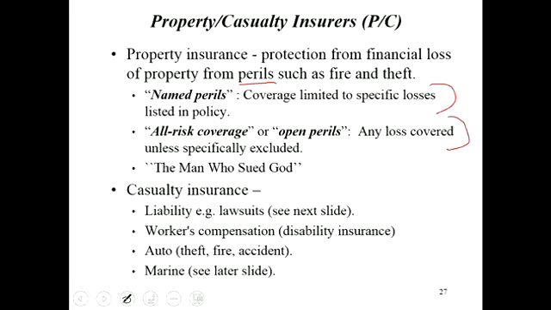Has anybody seen this movie, The Man Who Sued God? Yeah? What do you think of it? It was a long time ago. Oh, I don't remember. Anybody else seen it? It's actually, I thought it was hilariously funny.